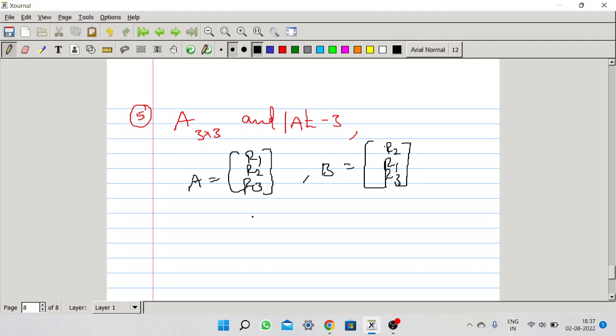Now it is asked to calculate the determinant of 2 times B whole transpose. We have one property that determinant of A equal to determinant of A transpose. From that property we can say determinant of 2 times B transpose is nothing but determinant of 2 times B.